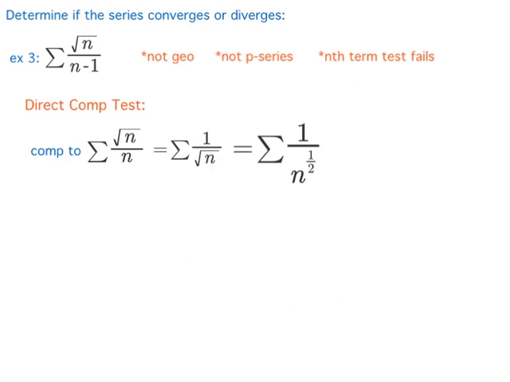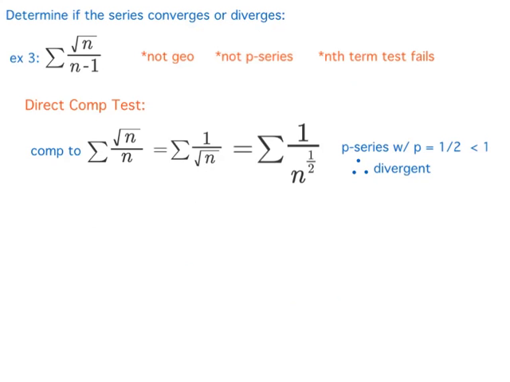So now, is this geometric or is it a p-series? It's a p-series. Tell me more about it. Is it convergent or divergent, and how do you know? So pause, do that, and come back. Okay, it's a p-series with p equal to 1/2, which is less than 1, so therefore it is divergent.